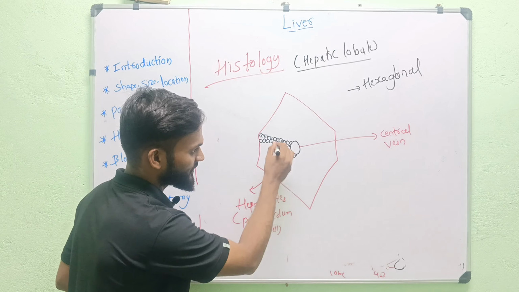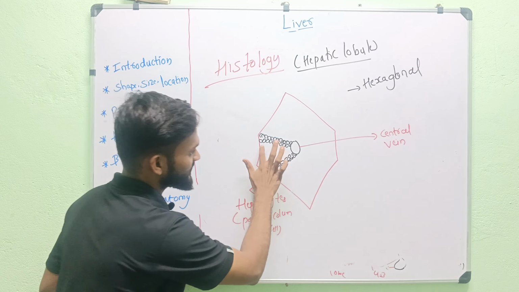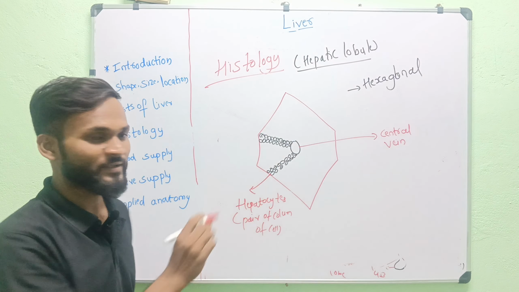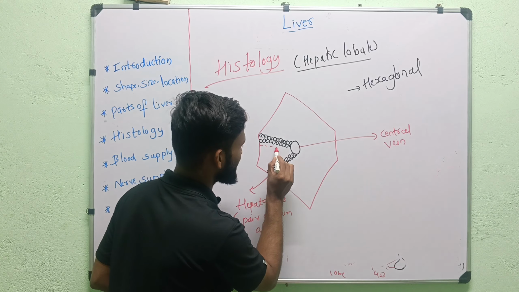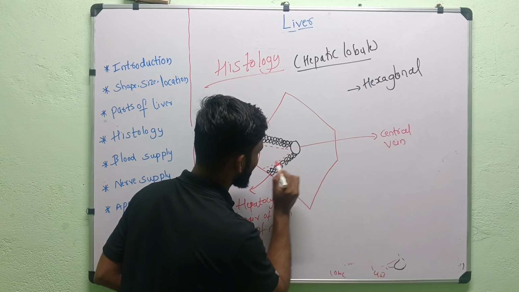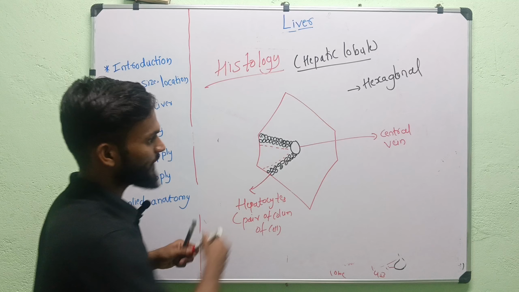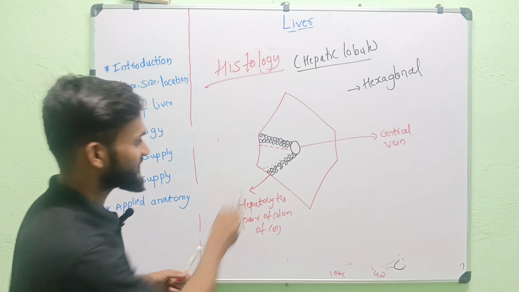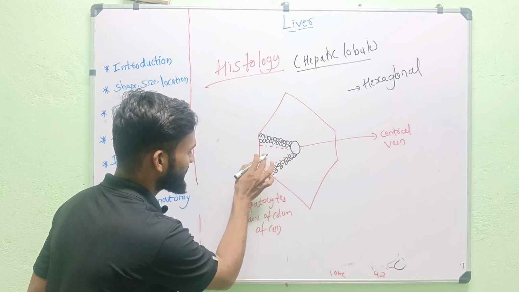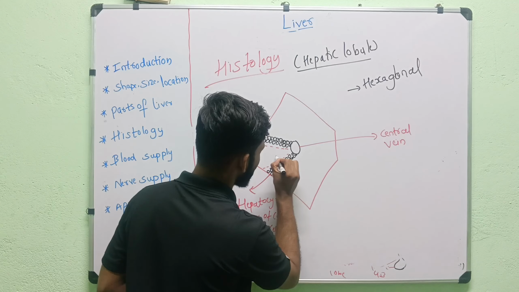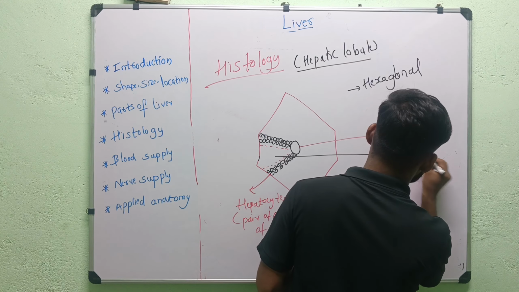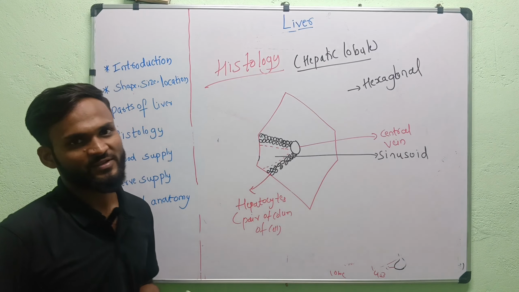In between this pair of columns of hepatocytes, there is an open area which contains blood vessels with incomplete walls. There is a gap in between the blood vessel walls. This structure, present in between the pair of columns of hepatocytes, is known as the sinusoid.